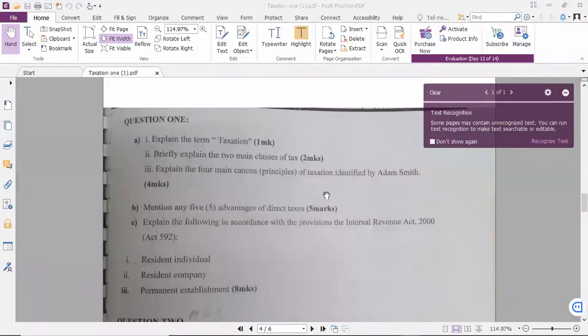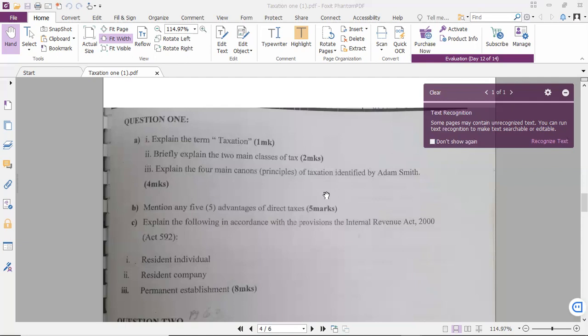Now you have question 1 that is asking you to explain the term taxation, and I'm very sure that at your level you should be able to explain what taxation is and do justice to it.